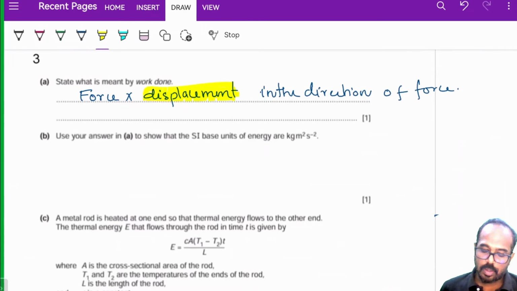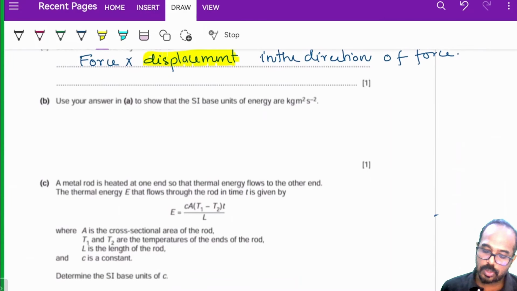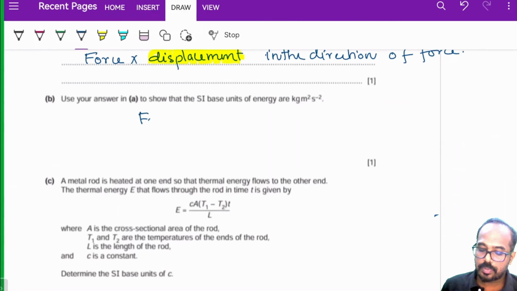Okay, use your answer in A to show that the SI base unit of the energy is kilogram meter square second to the power minus 2. This equation you can use force multiplied by displacement.